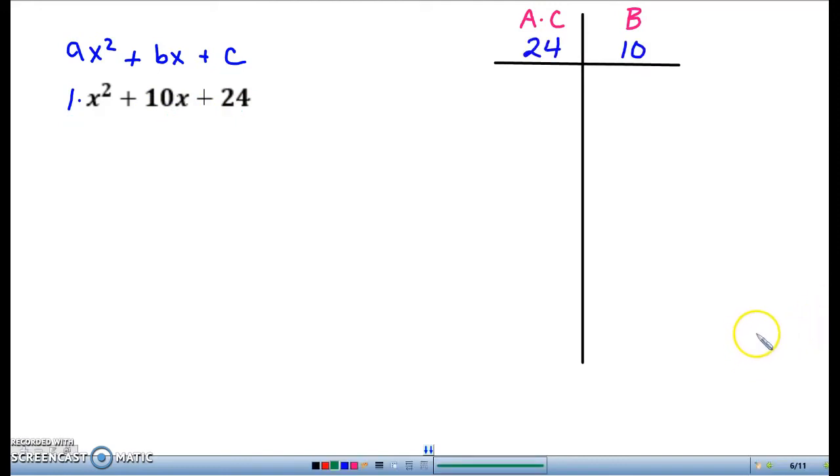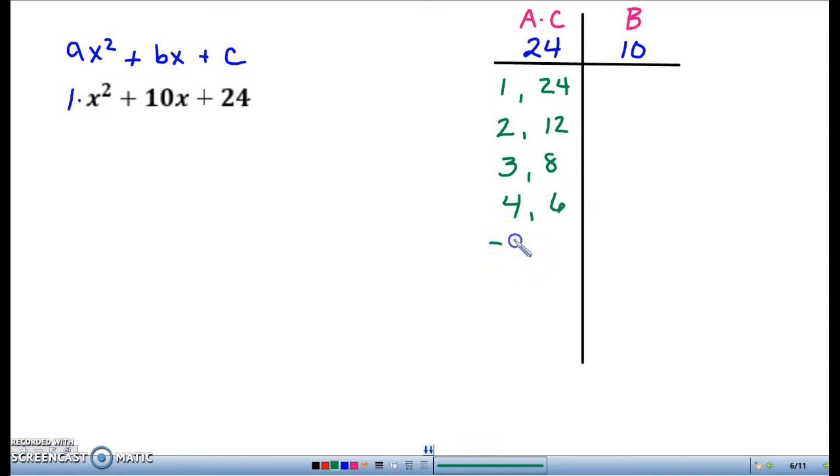Next, we're going to find all the factors of 24. It could be 1 times 24. 1 comma 24. 1 times 24 is 24. It could be 2 times 12. That multiplies to 24. It could be 3 times 8. It could be 4 times 6. Let's see, 5 doesn't divide into that. Now, it could also be negatives.